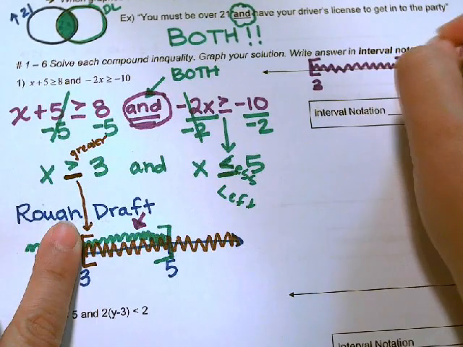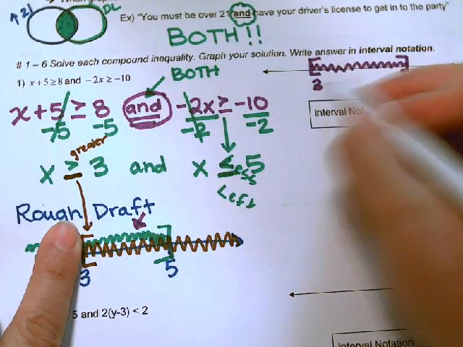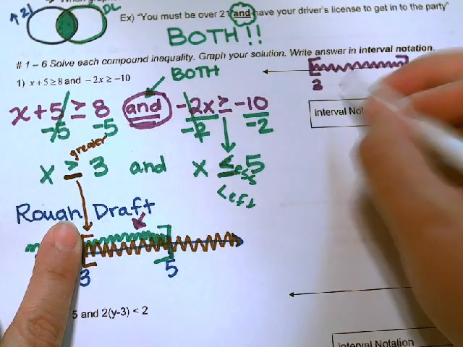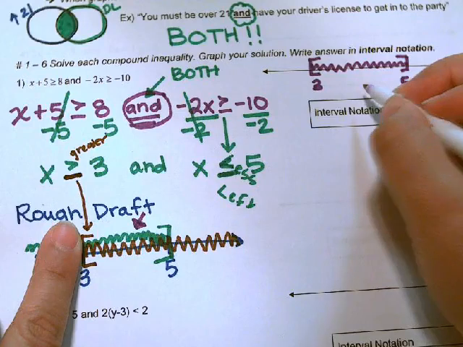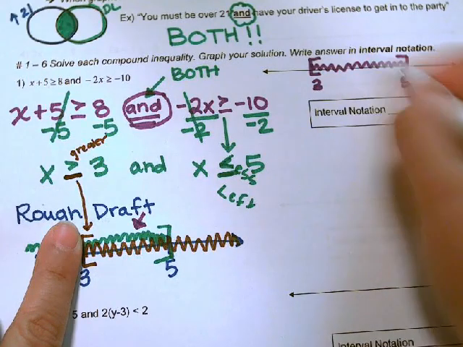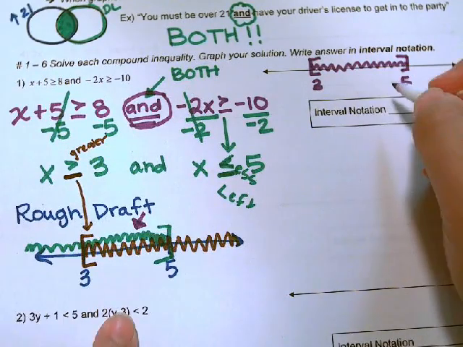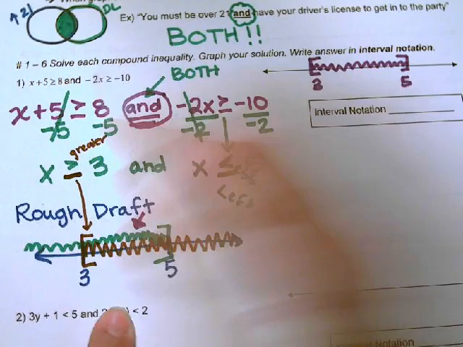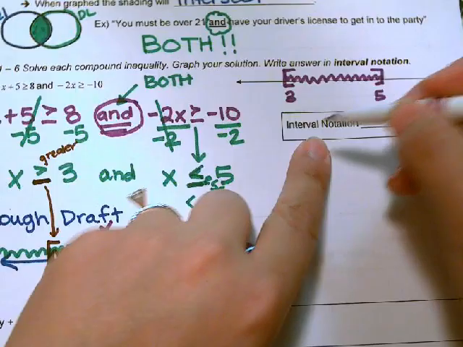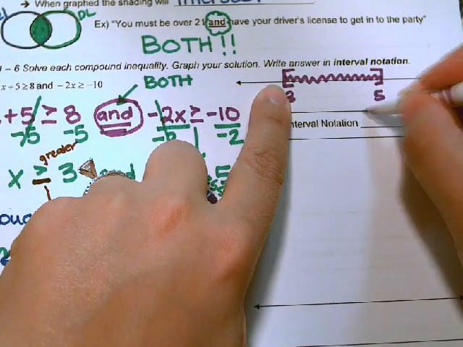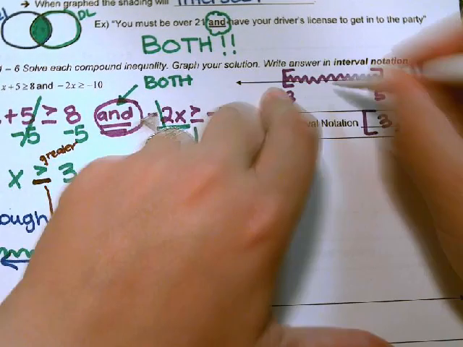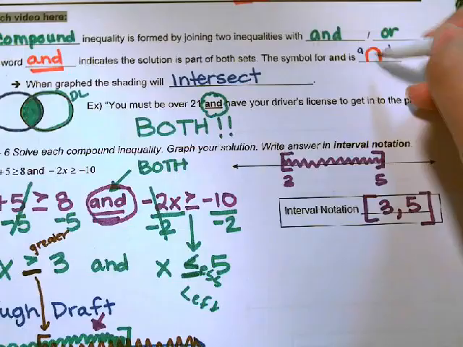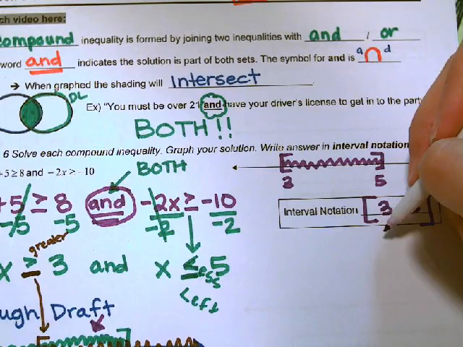And then we shade in between to show that all the numbers, including 3 and 5, everything in between, like 3.1, 4, 4.111, any number in between, including 3 and 5, would work in both of these inequalities. So to write our interval notation, we always go from the left to the right. So we did not need to use this symbol in this problem.